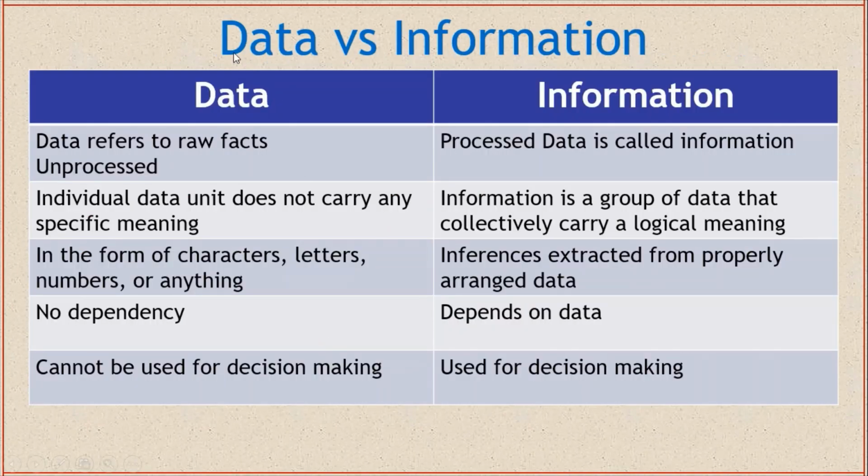Now let us see the difference between data and information. What is data? This is the definition of data. Data refers to raw facts. Actually, the word raw means uncooked, right? Here, raw means unprocessed. Unprocessed data or unprocessed fact is called data. Processed data is called information. That is the main difference between data and information. Data refers to a raw fact, whereas information refers to the processed data.